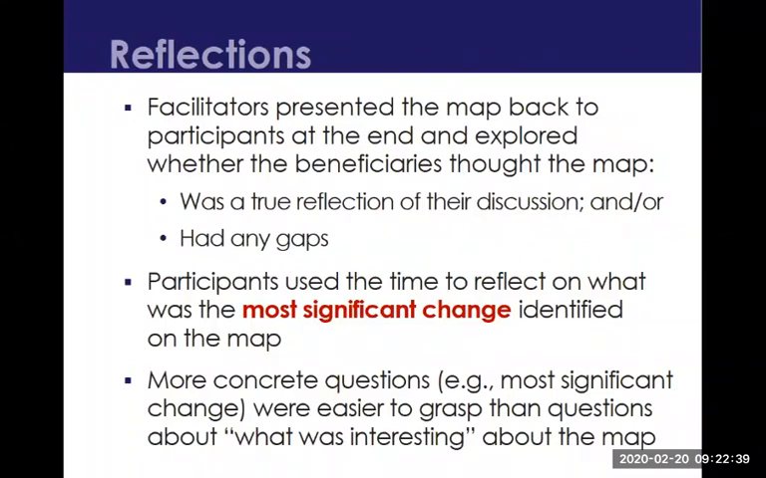As mentioned, the facilitators presented the map back to participants at the end and explored whether the beneficiaries thought the map was a true reflection of their discussion and or had any gaps. Participants used the time to reflect on what was the most significant change identified on the map. And the visual map itself really supported this process of identifying the most significant change. We also found that more concrete questions around most significant change were easier to grasp for the participants than questions about what was interesting about the map.